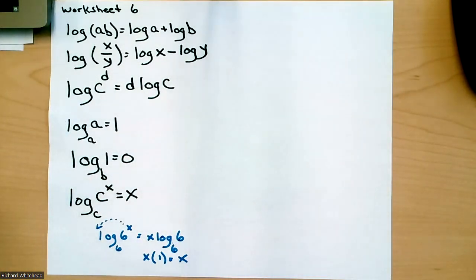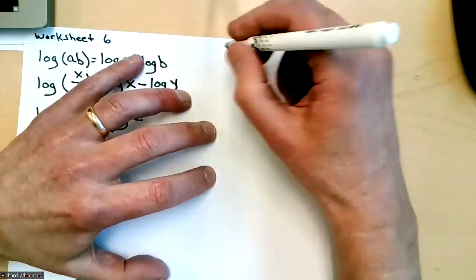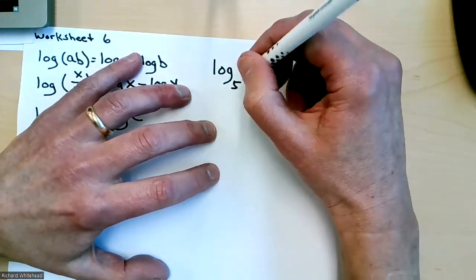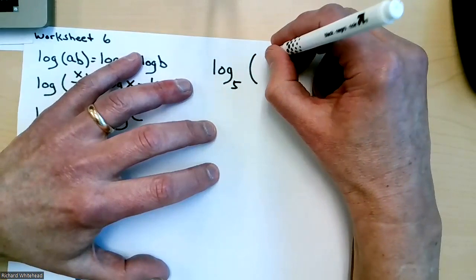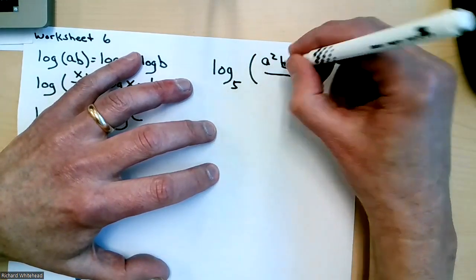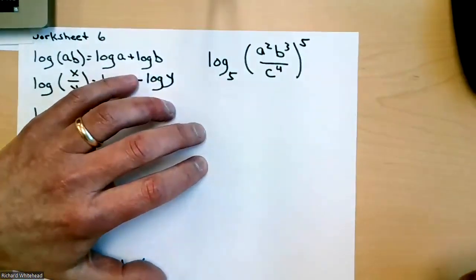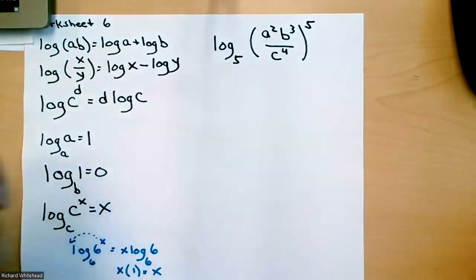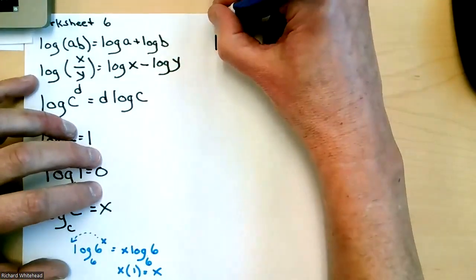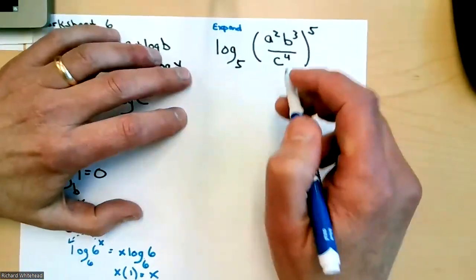So let's do one really funky example. If I had something like this, log base 5 of a squared b to the third over c to the fourth, all to the fifth power, something really crazy looking, and the instructions say to expand it. So this one's going to be really ridiculous looking.